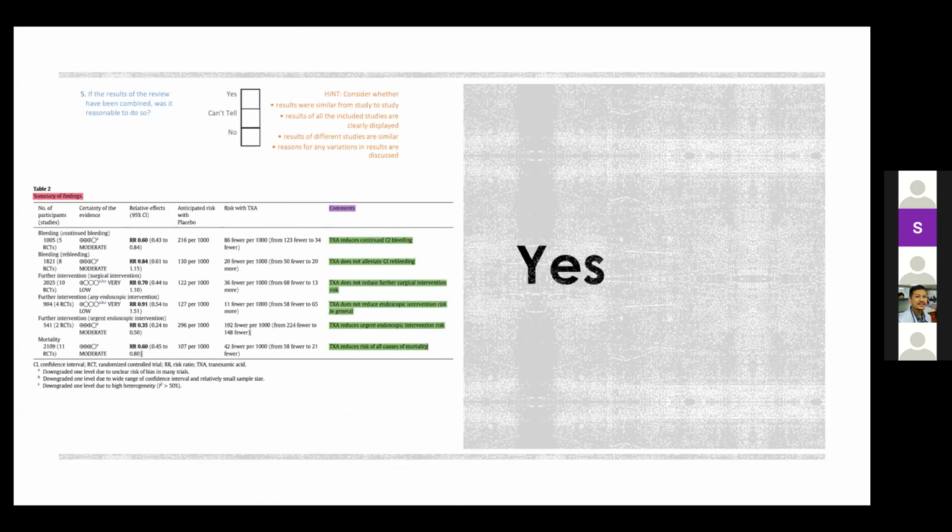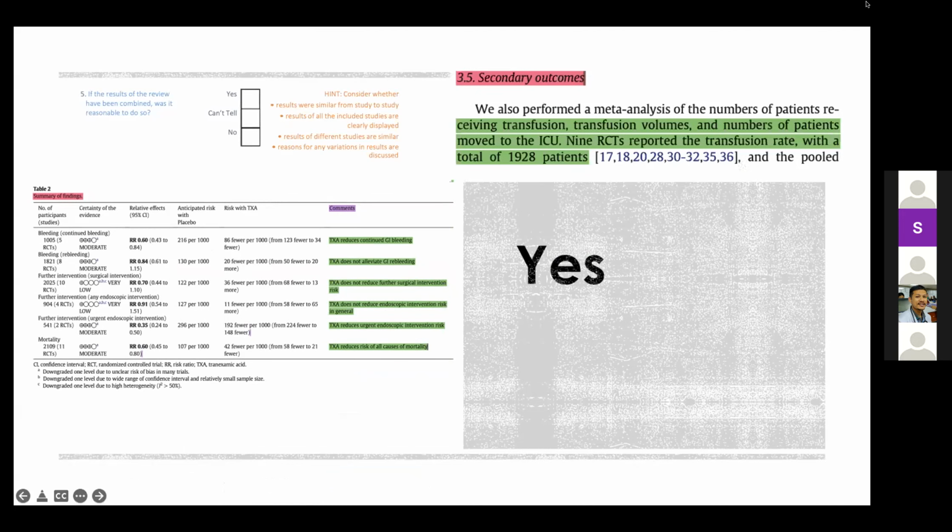So the fifth question is, if the results of the review have been combined, was it reasonable to do so? I think yes. If you go to table two, they have summarized their report and commented on each and every paper they have reviewed. So this one is table two, and they've also made a secondary outcome.